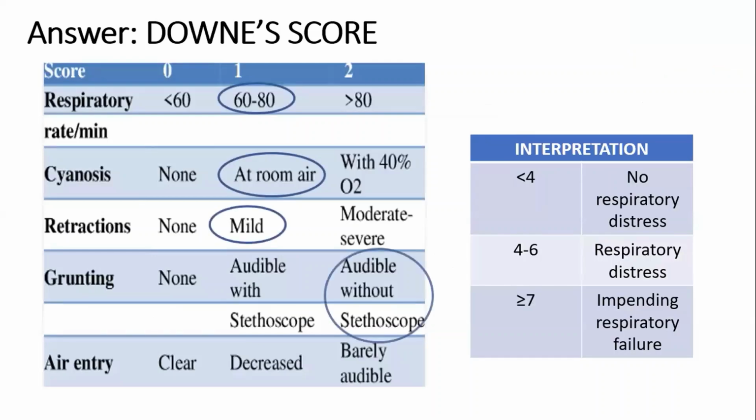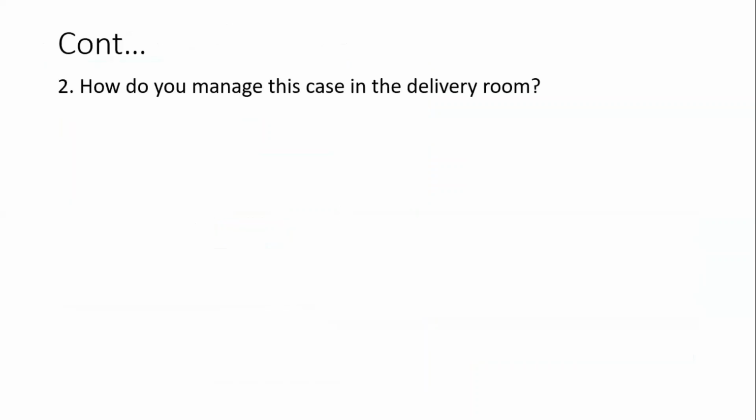So the scores for respiratory rate, cyanosis, and retractions are 1 each, and audible grunting without stethoscope is 2, and air entry was clear, so 0. So the total score comes up to 5 out of 10. So the baby is in respiratory distress as per the classification and interpretation. So moving on to the next question.